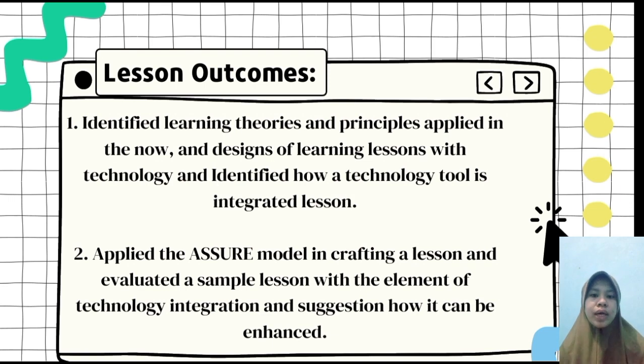So now we have the lesson outcomes. First, identify learning theories and principles applied in the use and design of learning lessons with technology, and identify how a technology tool is integrated in a lesson. Two, apply the ASSURE model in crafting a lesson and evaluate a sample lesson with the element of technology integration, and suggest how it can be enhanced.